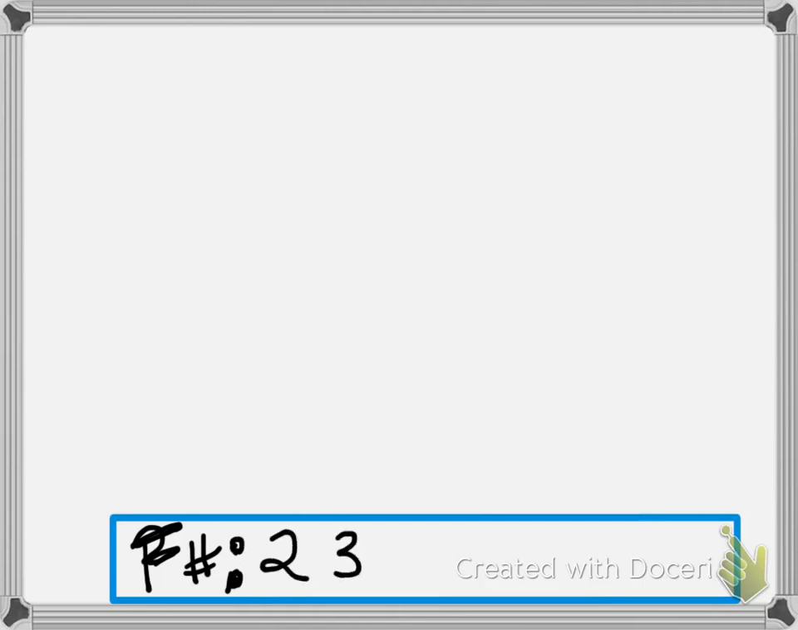2, 3, 5, 7, and 11. And of course, your prime numbers go on to 13, 17, 19, and 23, and etc. But most of the time when we do this, we start off with our 2, 3, 5, 7, 11. And if we need to go higher, then we can.